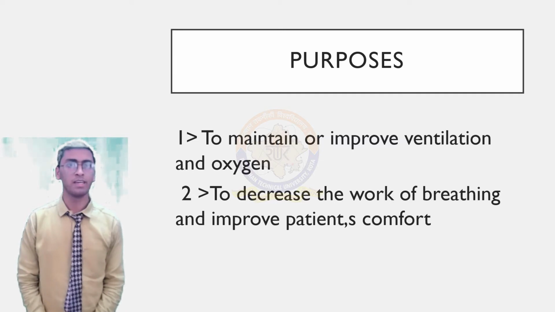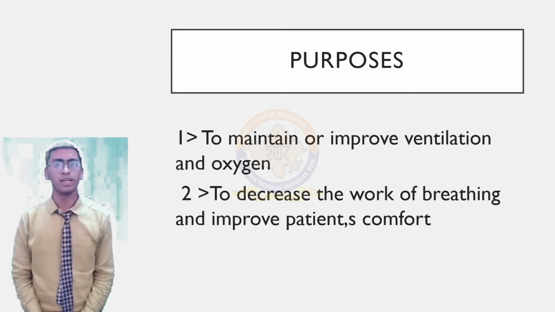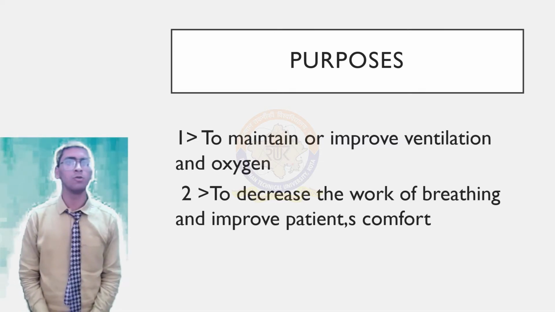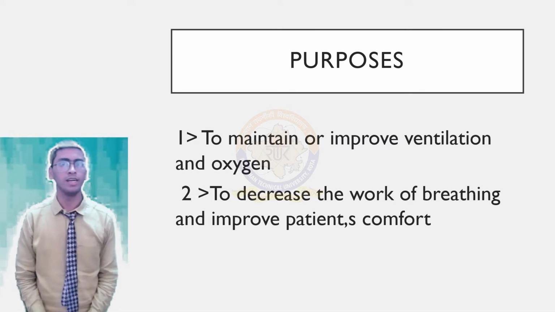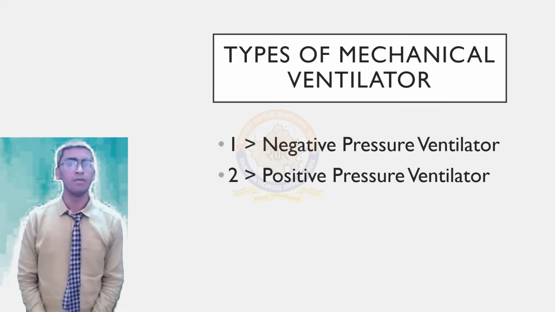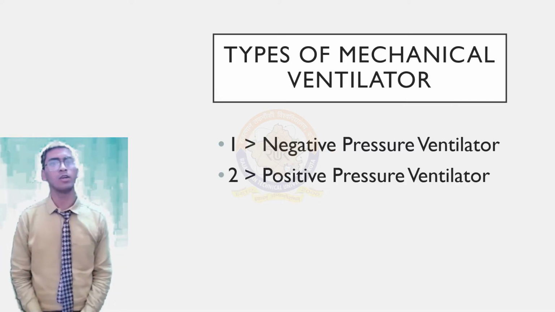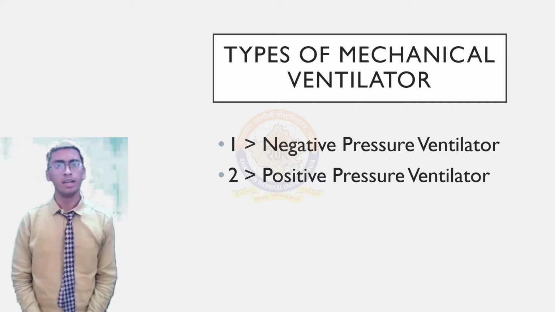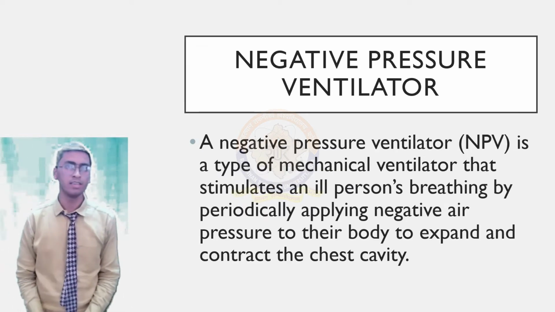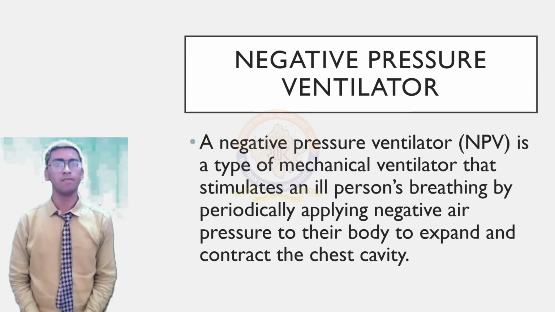Purpose of using mechanical ventilator. The purpose of mechanical ventilator is to maintain ventilation and oxygen, to decrease the work of breathing and to improve the patient's comfort. Types of mechanical ventilator. There are two types of mechanical ventilator. First, negative pressure ventilator. Second, positive pressure ventilator.